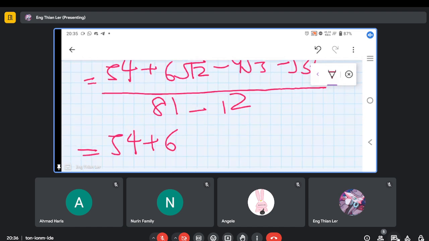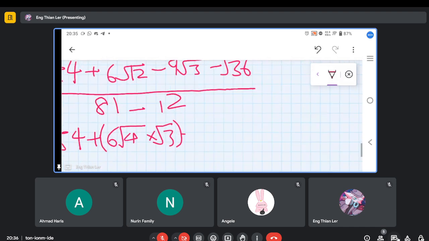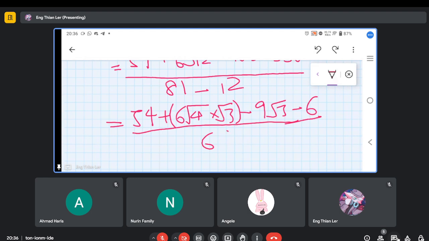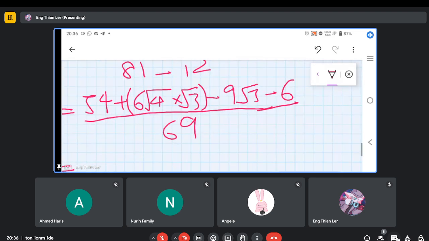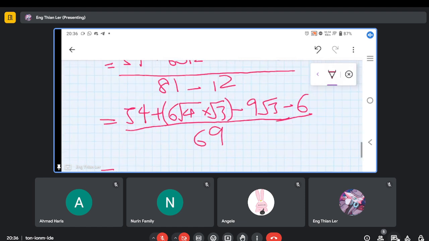So we can write as sub 4 times 3. And then minus 9 sub 3. Then minus sub 36. What is square root of 36? It's just 6. So the bottom part, 81 minus 12 is 69. And then 54 minus 9, what do we get? Wait, 6 still not 9. 54 minus 6, we get 48.